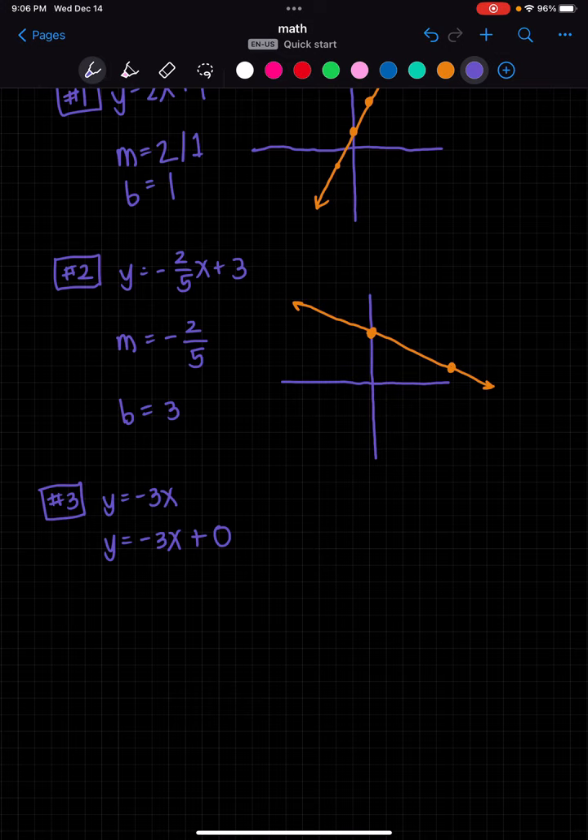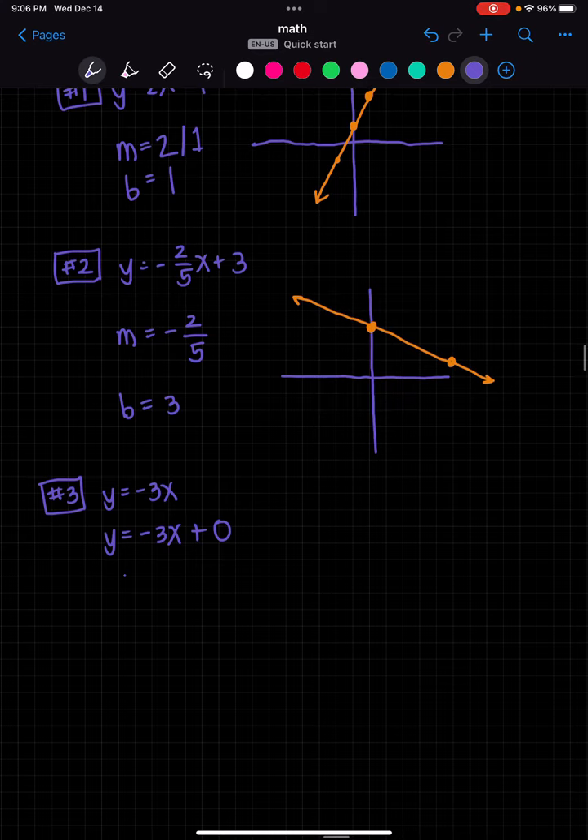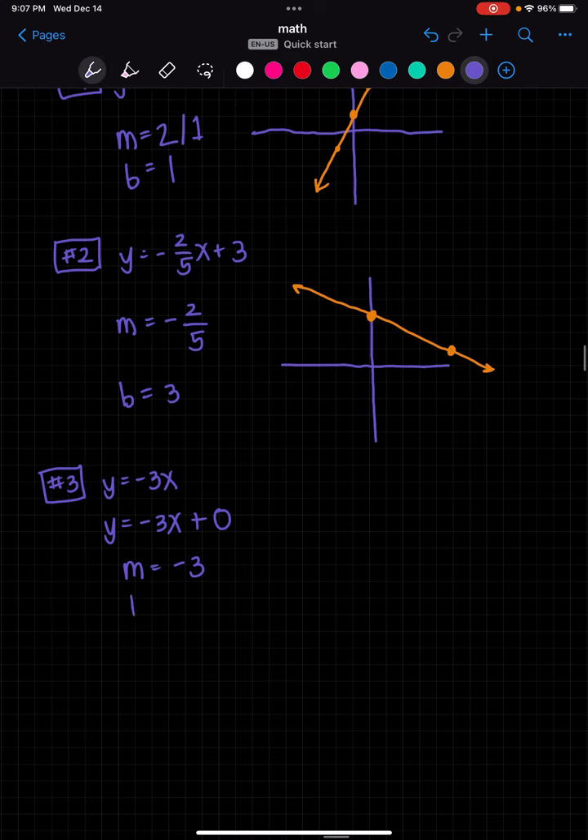Okay, so now we're going to find our y-intercept and our slope. We'll start with our slope. Our slope in this case is -3. That's the number that's attached to the x. And then our y-intercept, like we just talked about, would be 0. That's the number that doesn't have the x. So let me draw a graph here.